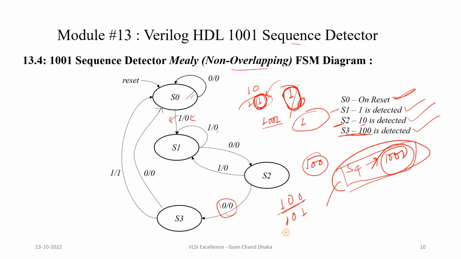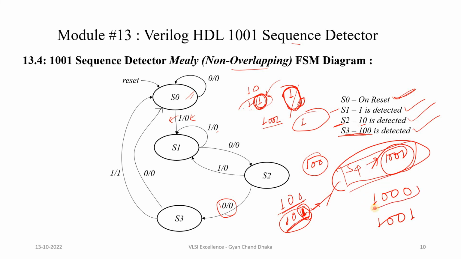And if 1 0 1 is detected, that means this is not part of our sequence, and this 1 is now going to become part of our next sequence. So if 1 is detected, then from S2 we go to S1 state. Now if we are in S3 state, that means 1 0 0 has been detected. Now the next bit can be 0 or it can be 1.